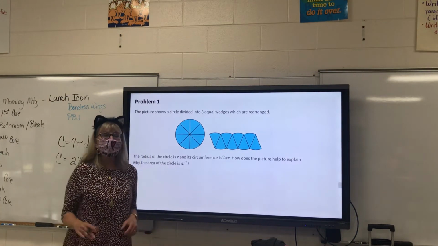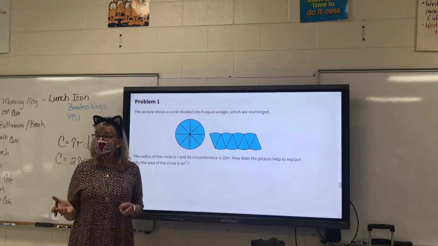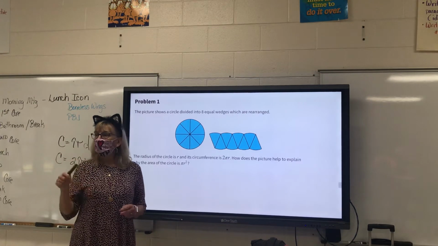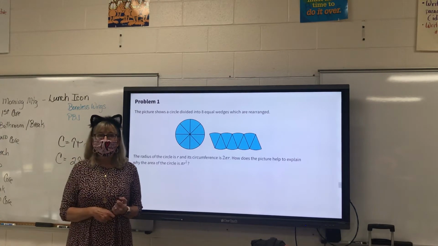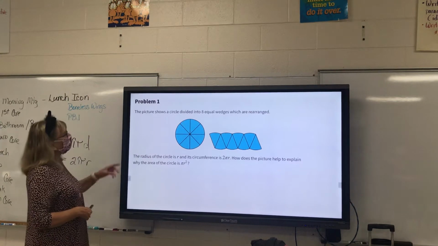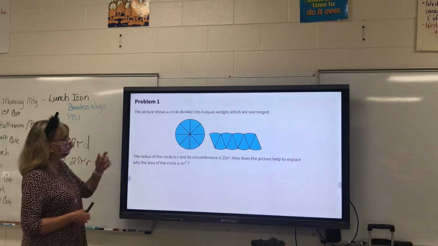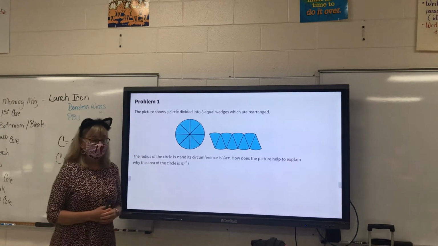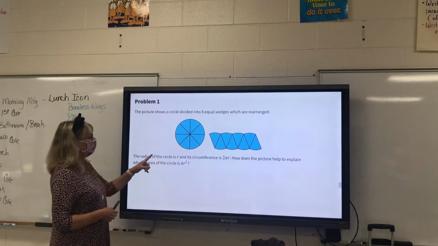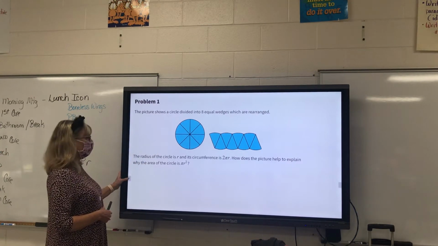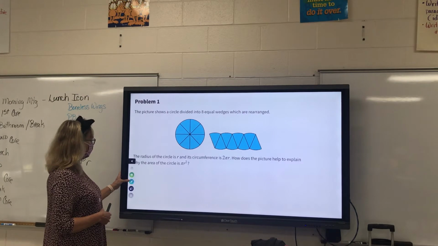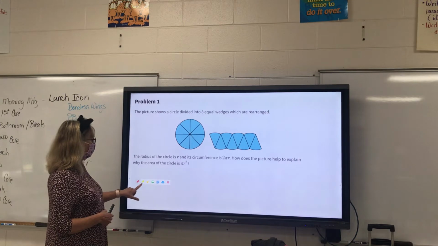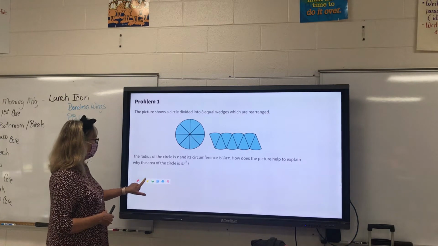My suggestion is you write the answers down in your notebook or on a piece of paper, and then you go back later and fill them into the form on Canvas. Okay. Yeah, you can put them in there. All right, so this picture shows a circle divided into 8 equal wedges, which are rearranged, which is what we just did, or you should have done at home. The radius of the circle is r, and its circumference is 2 pi r. How does the picture help explain why the area of the circle is pi r squared?